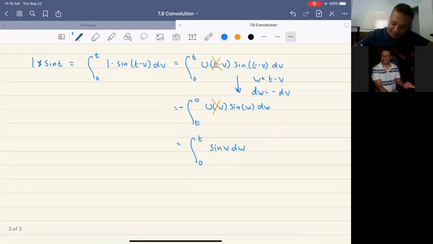And now that's going to be, let me just do that in steps, negative cosine of w from 0 to t. So that's going to be negative cosine t plus 1, which is 1 minus cosine t.